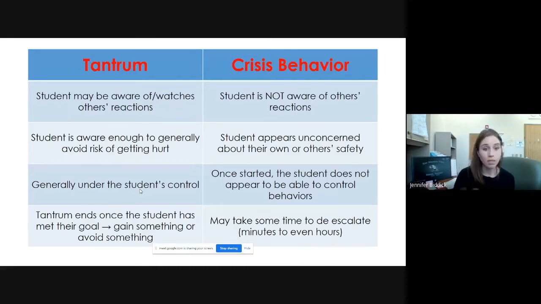That does not mean that the correct strategy is to give them access to what they are looking for in order to end the tantrum, but it just means that there's still a very clear function of that behavior. Whereas in a crisis level behavior, once the student reaches that precipice of crisis, they don't really appear to any longer be in control of their behaviors, and it may take some time for that learner to de-escalate or to calm down, and that could be minutes or even hours.